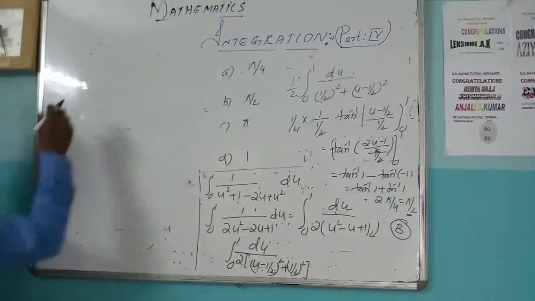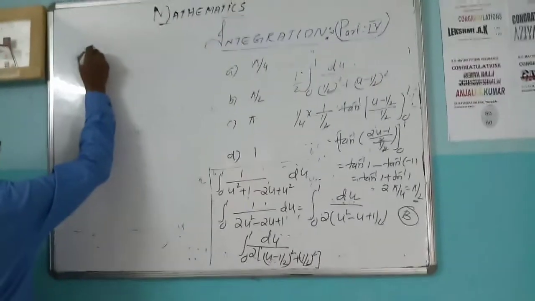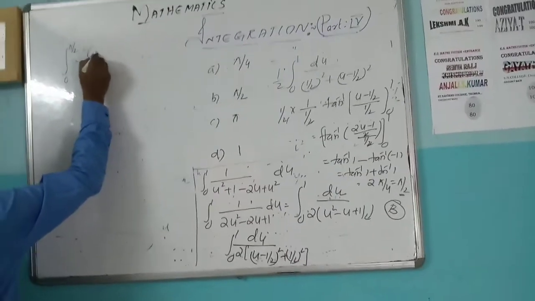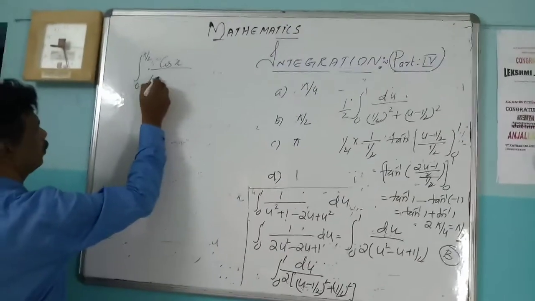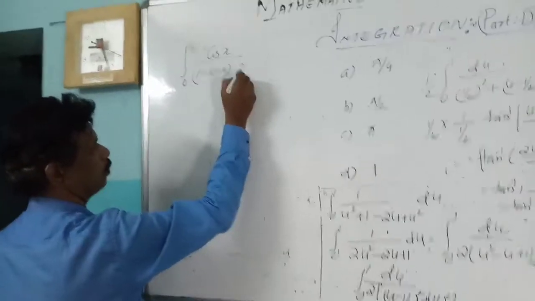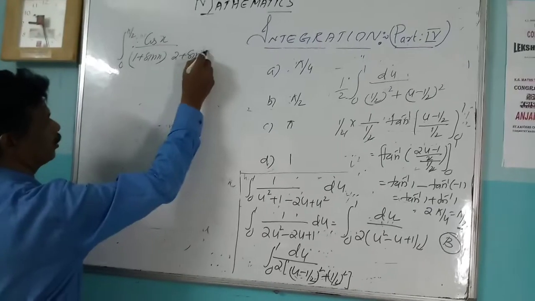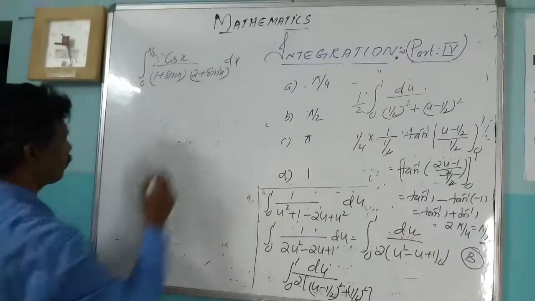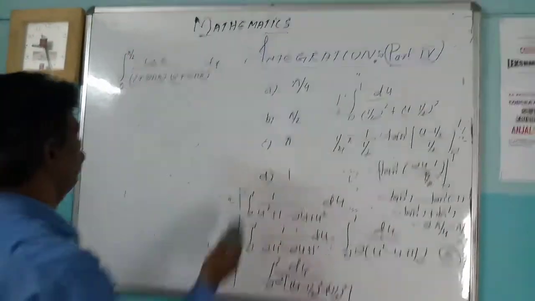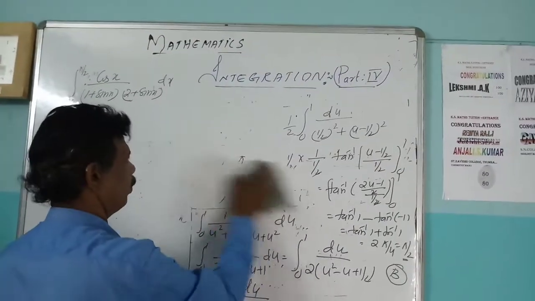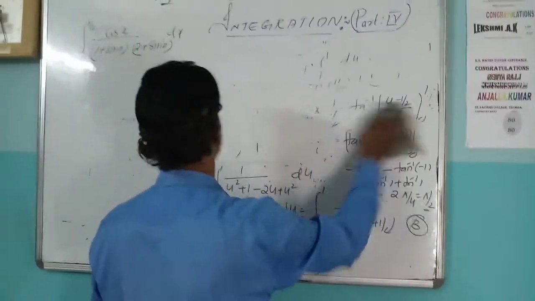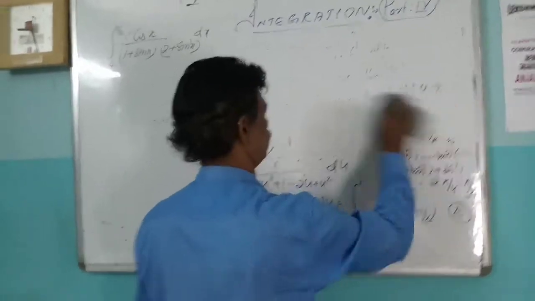Integral 0 to pi by 2, cos x divided by (1 plus sin x) into (2 plus sin x) dx.